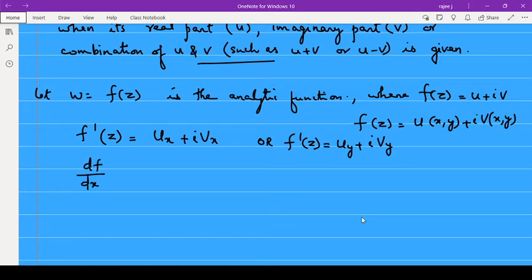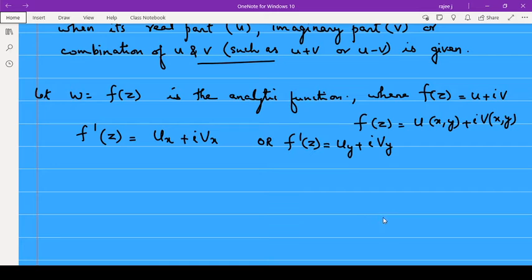f dash means df by dx. This will be ux, which means the partial derivative of u with respect to x, and then the partial derivative with respect to x of v. Either of these you have to write. This is the first step.